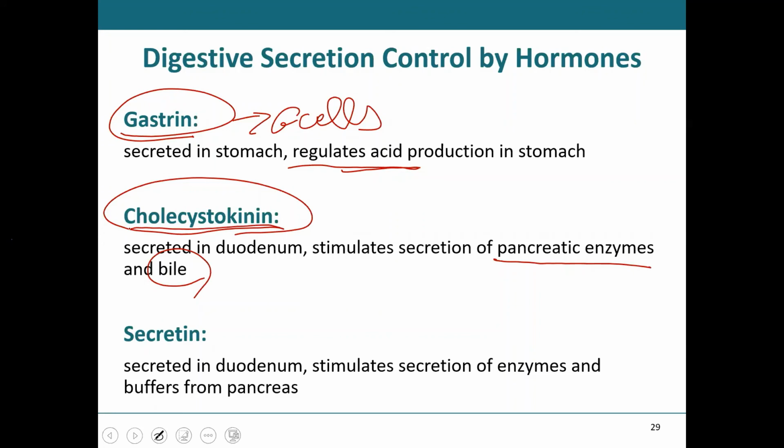Our last hormone is secretin. Where is secretin? It comes out from the duodenum, and it stimulates secretion of enzymes and buffers from the pancreas. So if I'm finding that the stomach had to produce more acid and I need to buffer it a little bit better, I can have secretin secretion that will initiate more of that buffering solution to come from the pancreas. So it's the duodenum's way of saying, hey, we've just been hit by a lot of acid. Can you please up the buffers because we're dying over here?